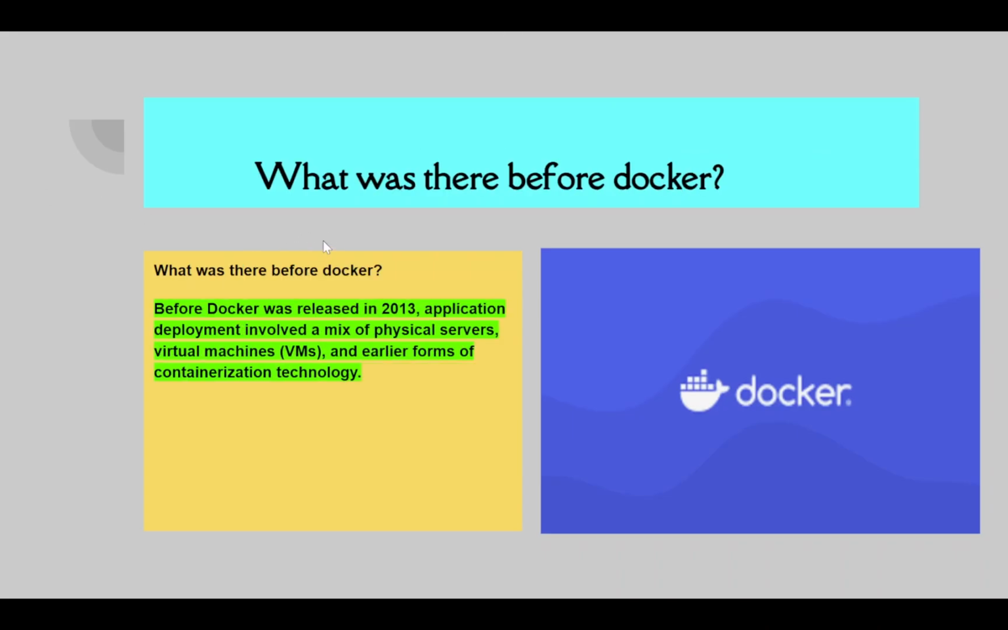So as I mentioned, what was there before Docker? Before Docker was released in 2013, application deployment involved a mix of physical servers, virtual machines, and earlier forms of containerization technologies. You have to bundle all the components you use in your development, and if you miss a single component, your entire deployment fails.